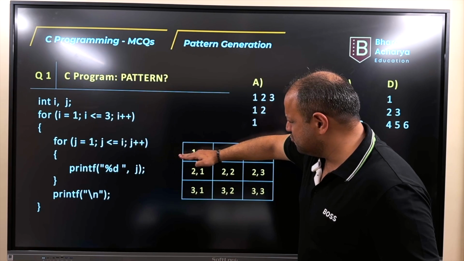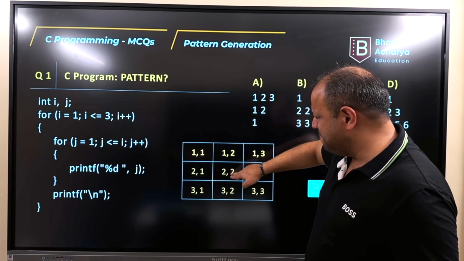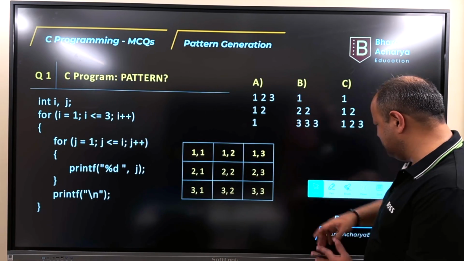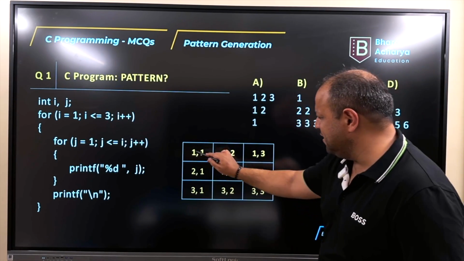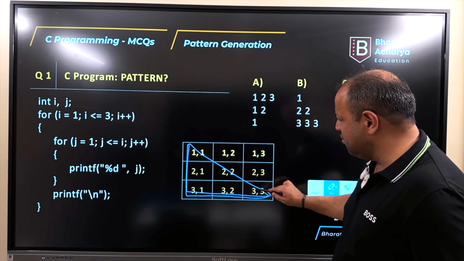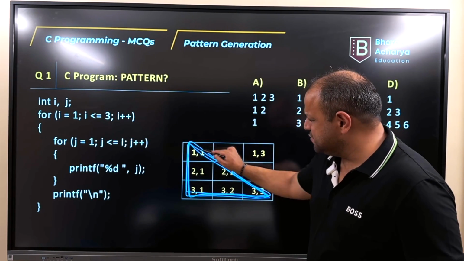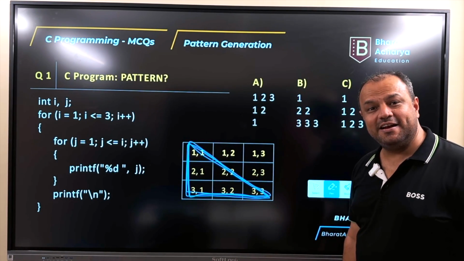That means in the first row, when I is 1, J will go only up to 1. When I is 2, J will go up to 2. When I is 3, J will go up to 3. If I can spoil this and just show you, this is the kind of pattern. I've still not told what I am printing, but this is where the prints will happen. Please tell me, did you understand this?